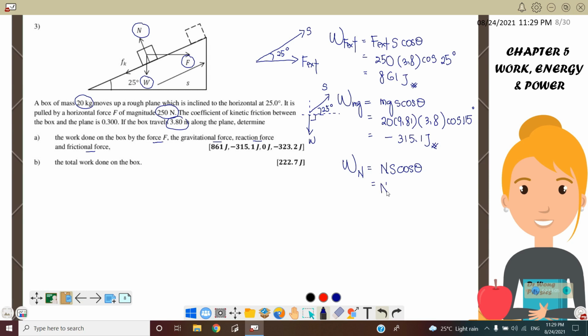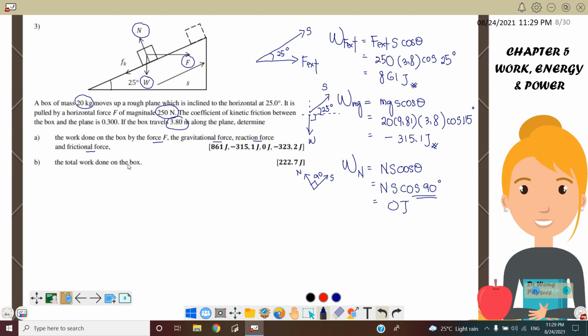Never mind, because we know that the angle between the normal force and the displacement is 90 degrees. Even though we don't know the normal force, when we substitute cos 90, the work done by the normal force is equal to 0 joule. So we don't need to find the normal force, because after we substitute cos 90, you will get 0. The final answer is 0 joule.